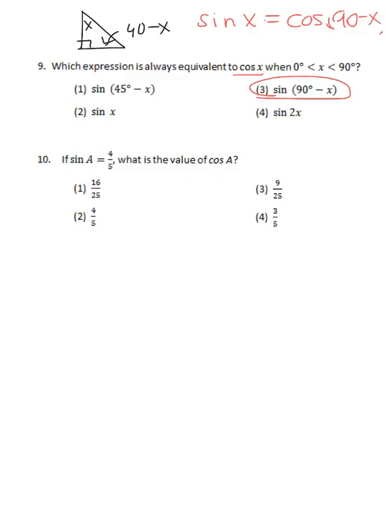So sine of a is equal to 4 over 5. What is the value of cosine of a? We're going to use the Pythagorean identity for this, because we know sine squared of a plus cosine squared of a is equal to 1.